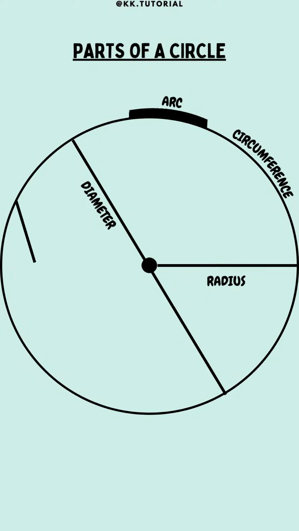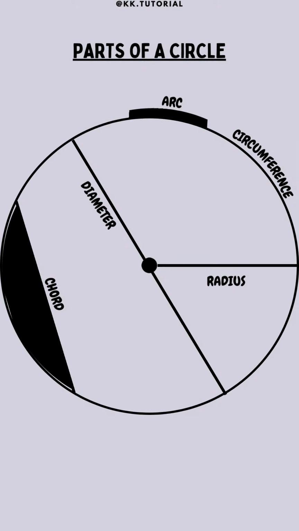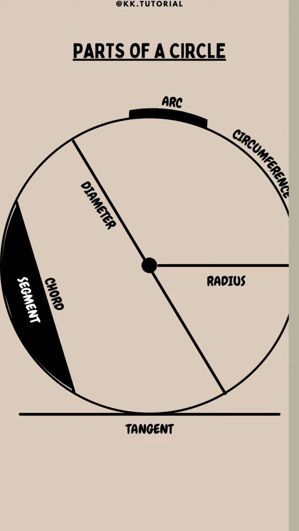Any line that touches the 2 points on the circle is called the chord of the circle. The region of the circle enclosed by an arc and the chord is called the segment of the circle. Tangent is the line that touches the circle at only one point on its boundary is called the tangent of the circle. Any point on the circumference of the circle has only one tangent.